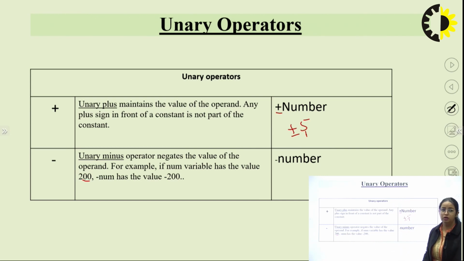Suppose we are taking an input of 200 and we put the negative operator. What does it mean? Negative 200. So with the help of the unary operator, the value 200 becomes negative 200. This is all about the unary operators. We will discuss more about these operators in this video.